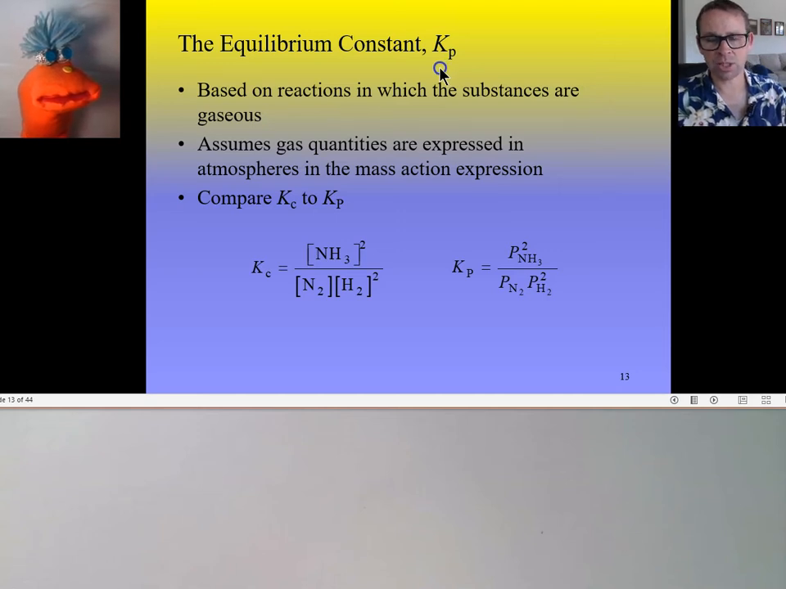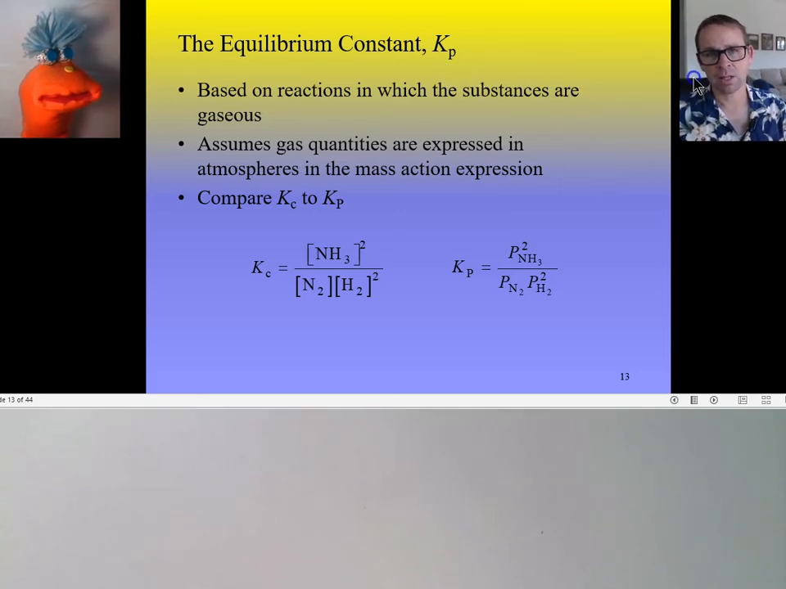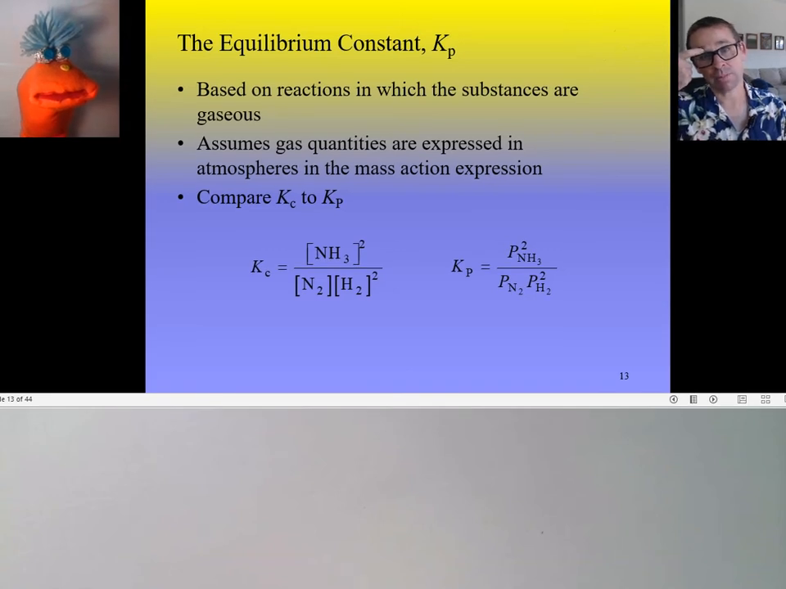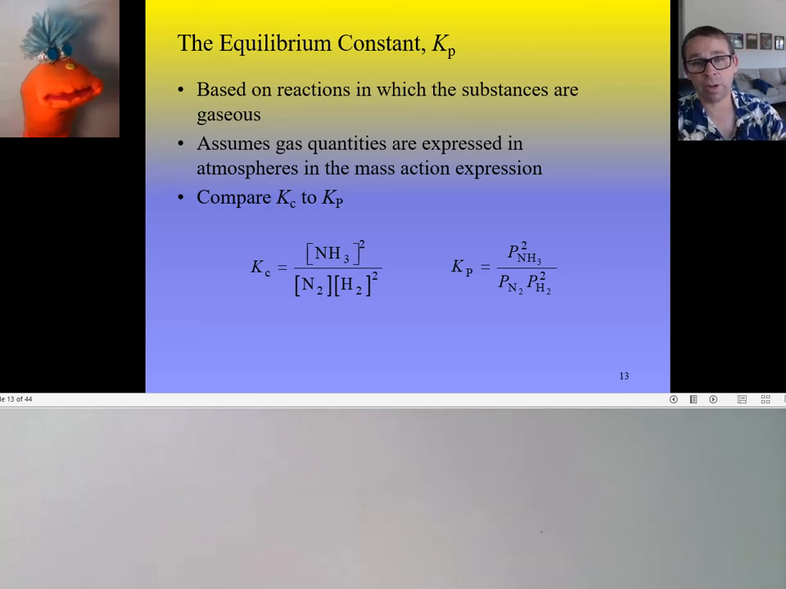Each equilibrium reaction has a different K value associated with it, and that's when those values become valuable. The K value is valuable because it tells us already what the equilibrium will be once it's reached.